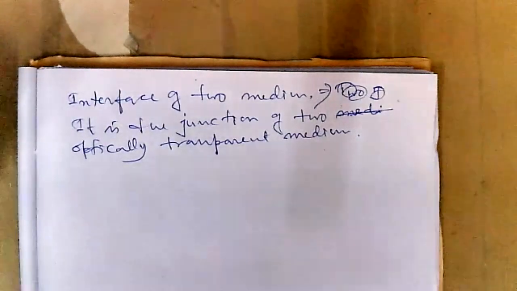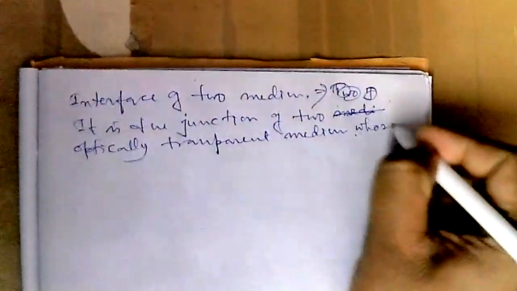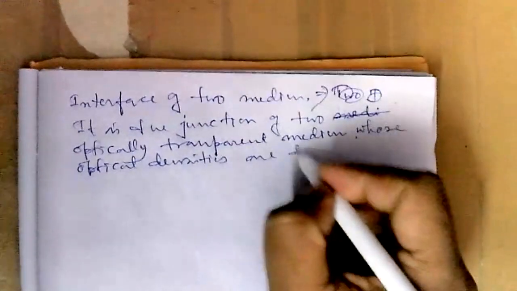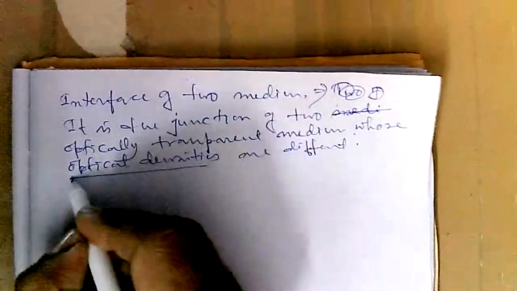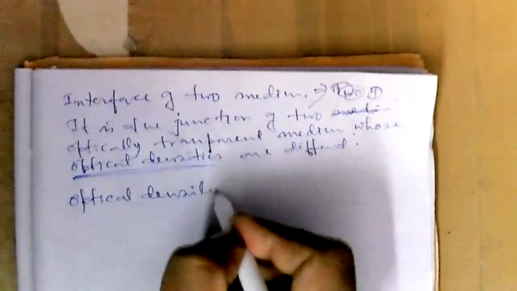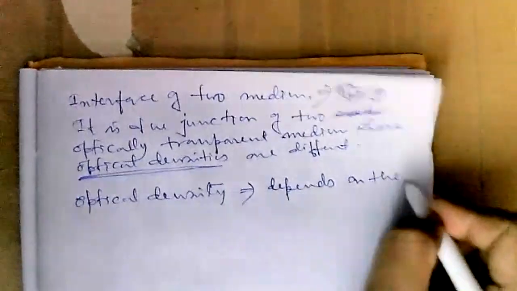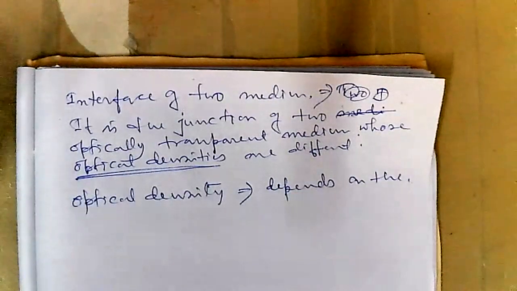So interface of two media means it is a junction of two optically transparent media whose optical densities are different. Now we get another term, optical density. It depends on the speed of light in a specific medium.